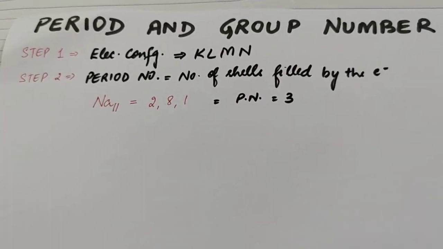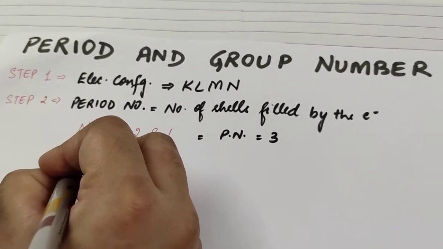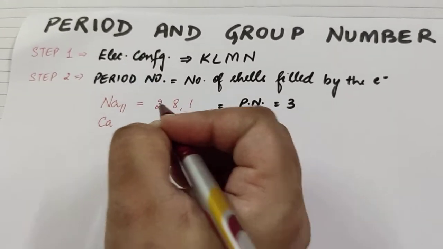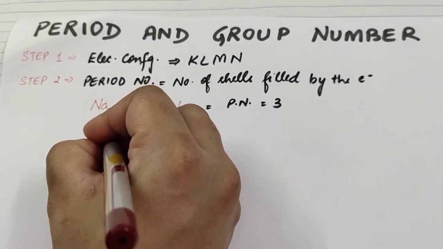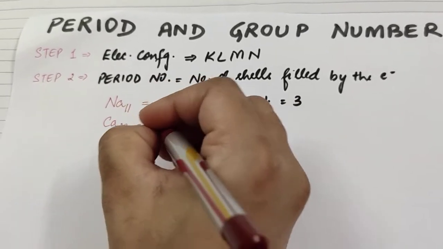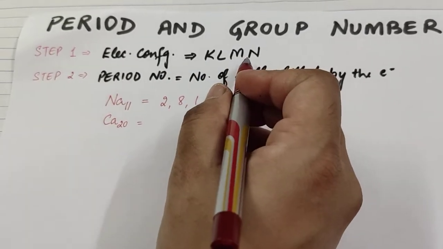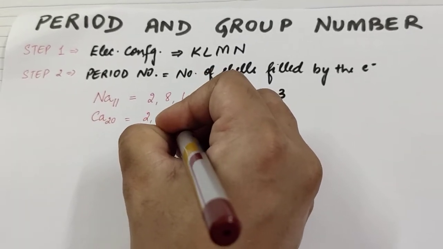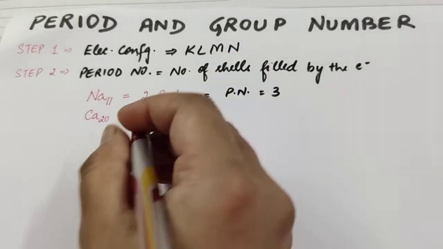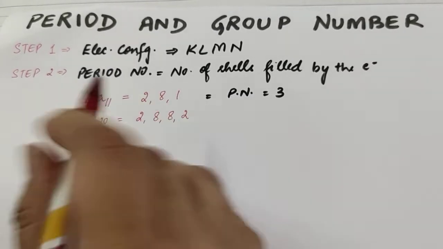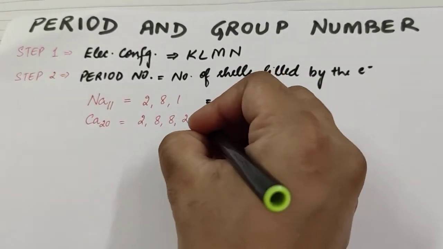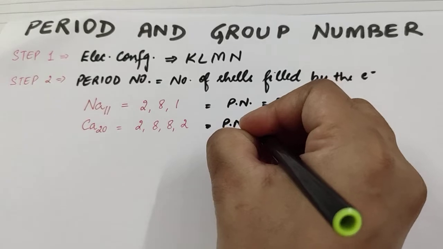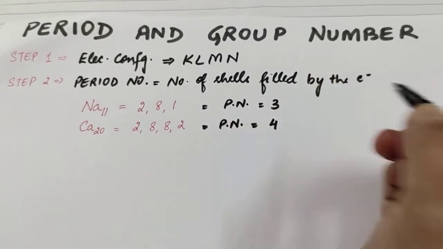Let's take up another example. If I ask you to find out the period number of calcium. Calcium, we know the atomic number is 20. Now write down the electronic configuration in KLMN format. We get 2, 8, 8, 2. So how many shells are filled? 4. Automatically from this we get that the period number is 4.